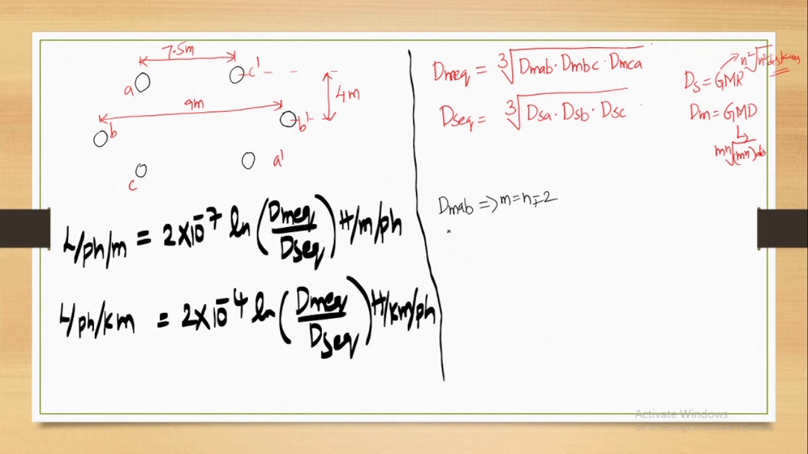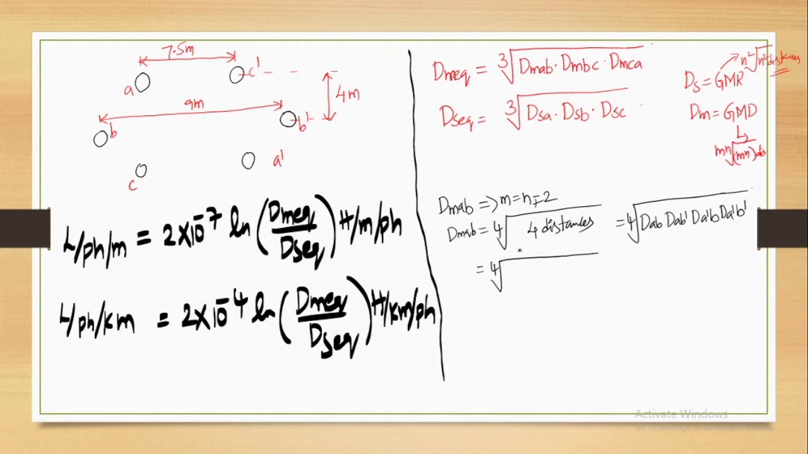So DMAB is equal to the fourth root of 4 distances. Now what are the 4 distances? It is the fourth root of A to B, which is one distance, A to B dash is one distance, A dash to B is one distance, and A dash to B dash is another distance. Now, what is A to B?